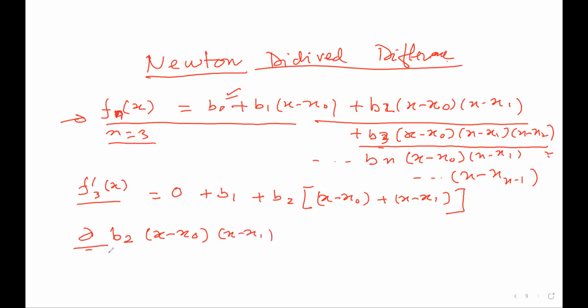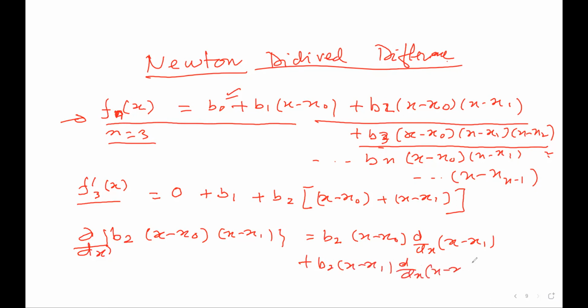If you want to take the derivative with respect to x, what will happen? It is equal to b2 into (x minus x0) times the derivative of the second term, d/dx of (x minus x1), plus b2 into (x minus x1) times the derivative of (x minus x0), isn't it? And this is equal to 1, and this is also equal to 1. Then this is the equation, isn't it?